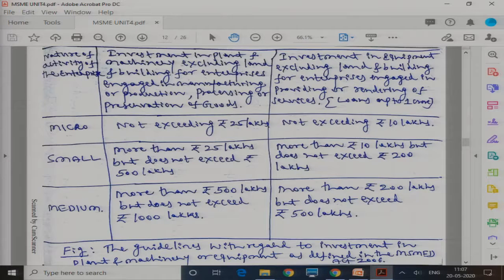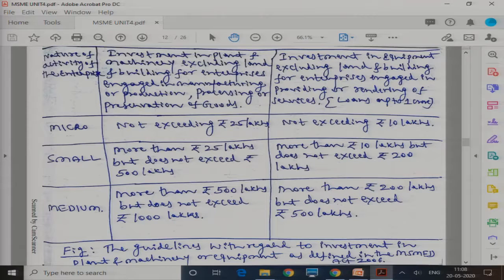You can see in another column for the definition, where the investment is in equipment, land and building. The first one was talking about investment in plant and machinery and in processing of goods. If it is a micro enterprise which invests in land and equipment, and it is only for rendering services, not production, then the range is lowered. It is a micro enterprise if it doesn't exceed 10 lakhs of rupees. It is a small enterprise if the investment is above 10 lakhs and below 2 crores of rupees, and if it is between 2 to 5 crores of rupees per annum for service, then it is a medium enterprise.